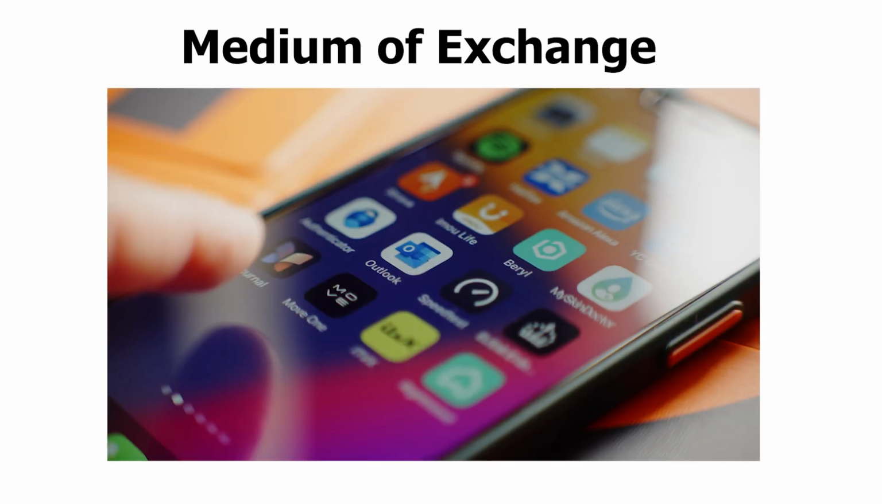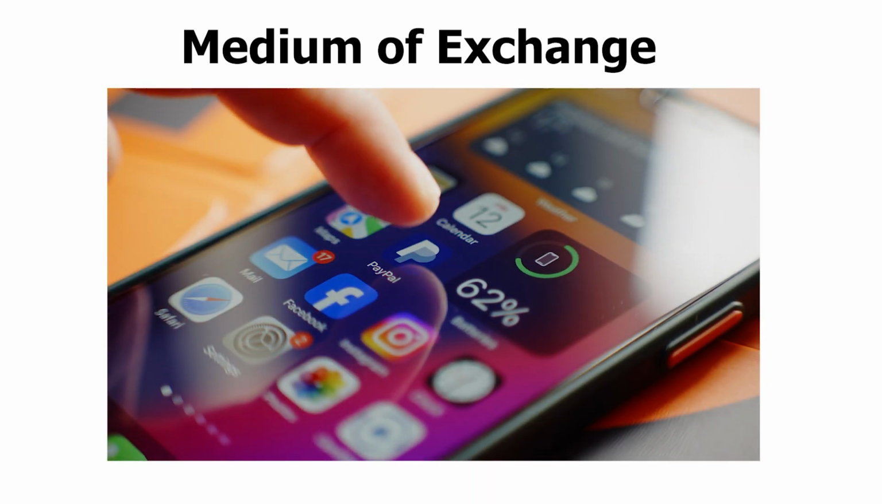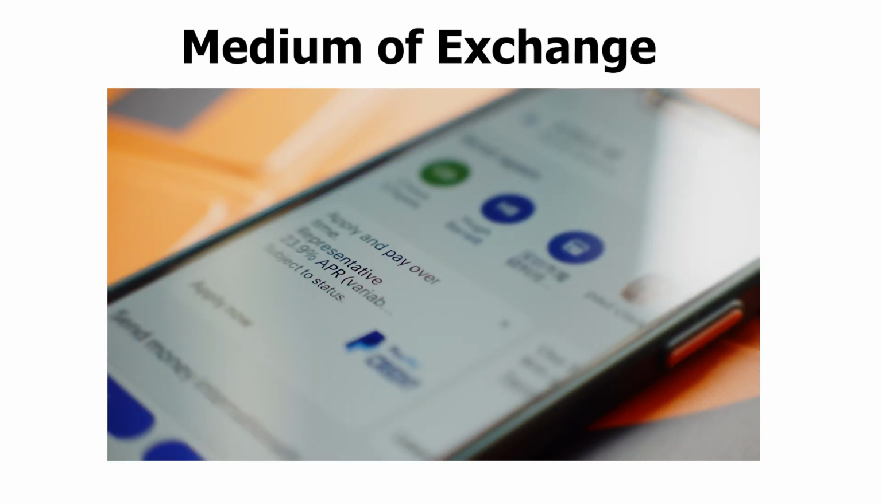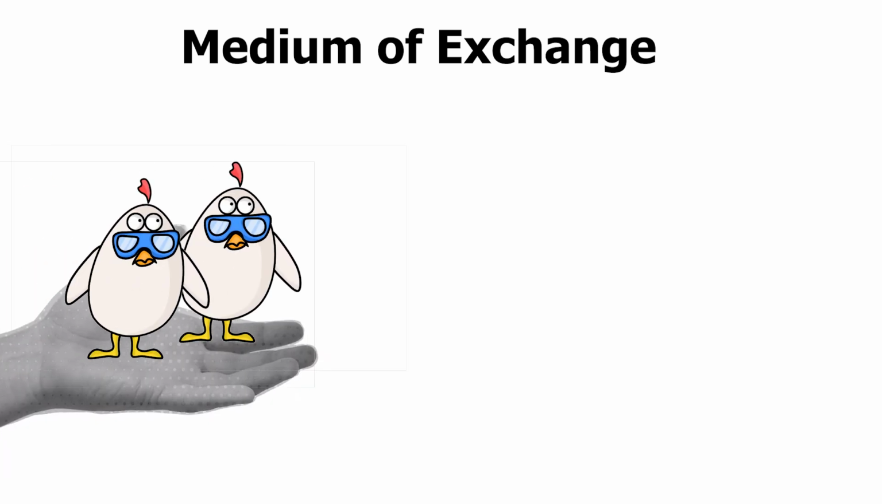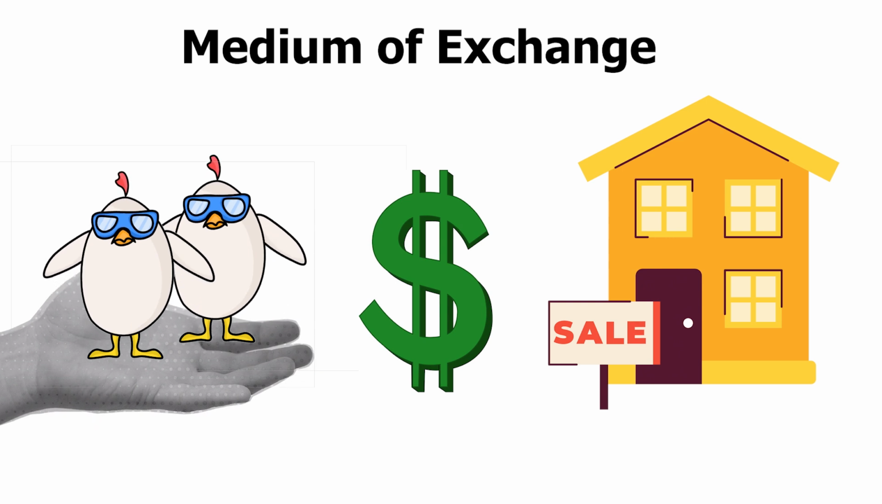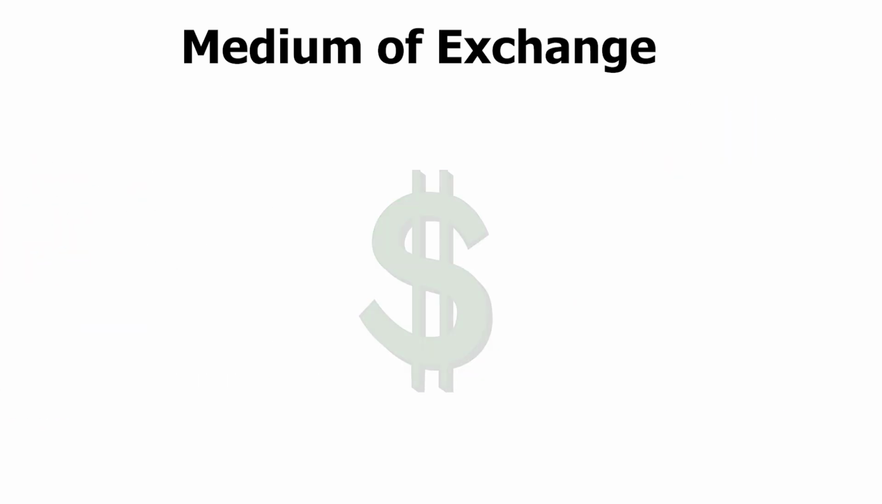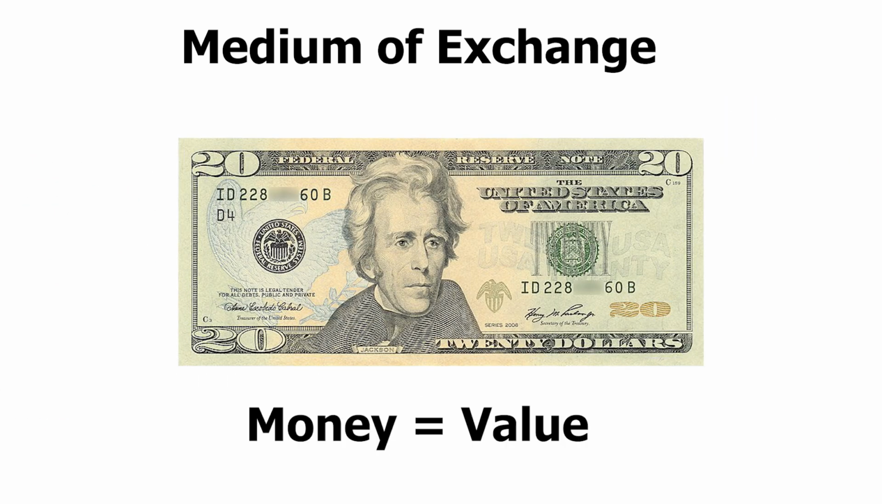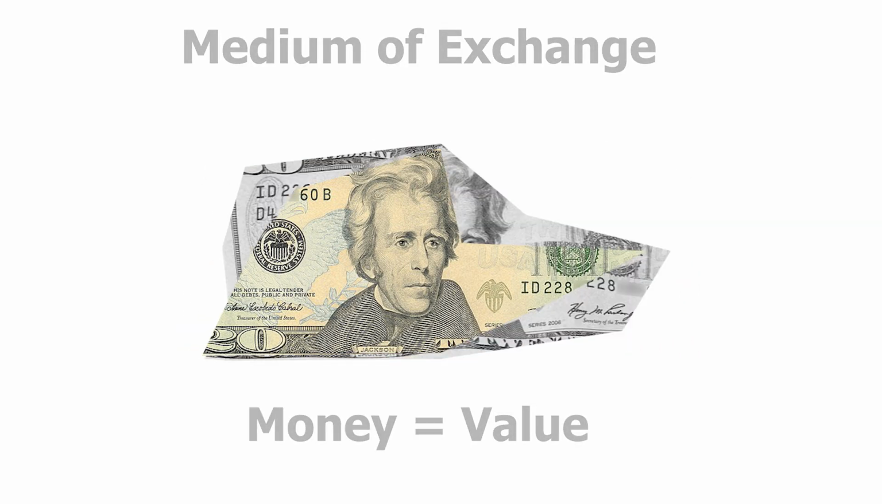This is the most obvious function. Money allows us to buy goods and services. Imagine trying to barter with chickens to buy a house. It's inconvenient and incredibly inefficient. So instead, we use money as a way to exchange value.